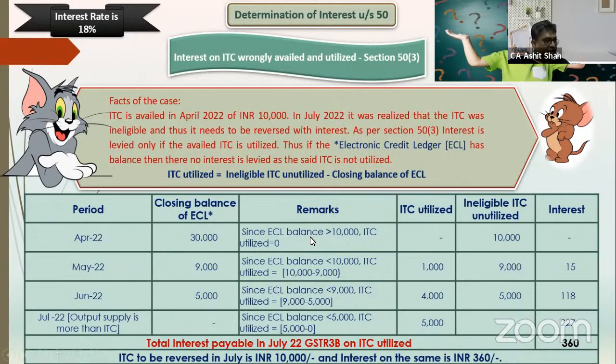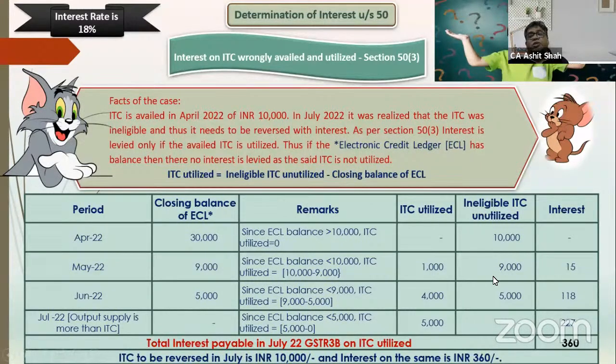In the month of May, my electronic credit ledger balance comes to 9,000 rupees. So that means I have used 1,000 rupees from the 10,000 rupees. So since my electronic credit ledger balance is less than 10,000 rupees, ITC is utilized equal to 10,000 minus 9,000. So ITC utilized is 1,000.